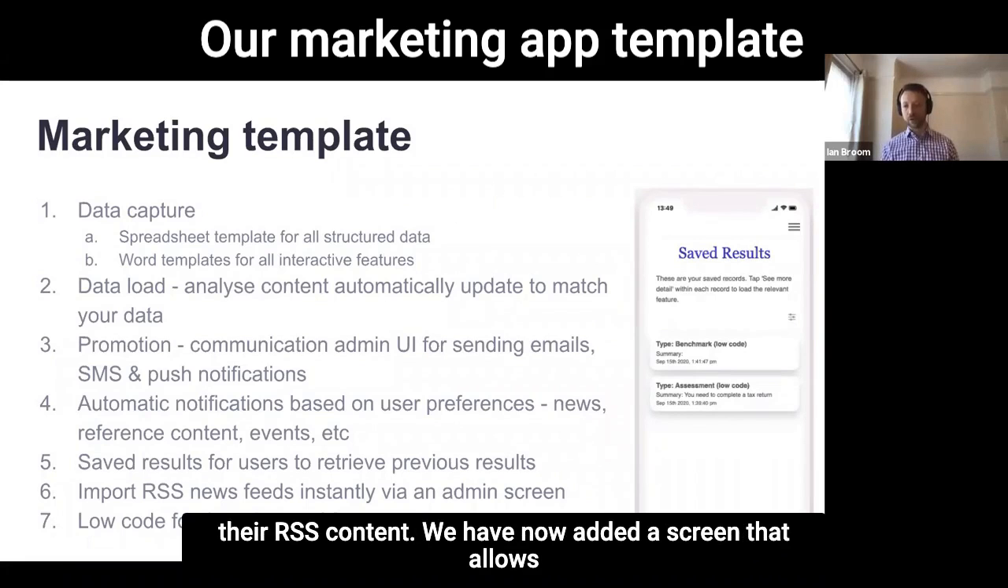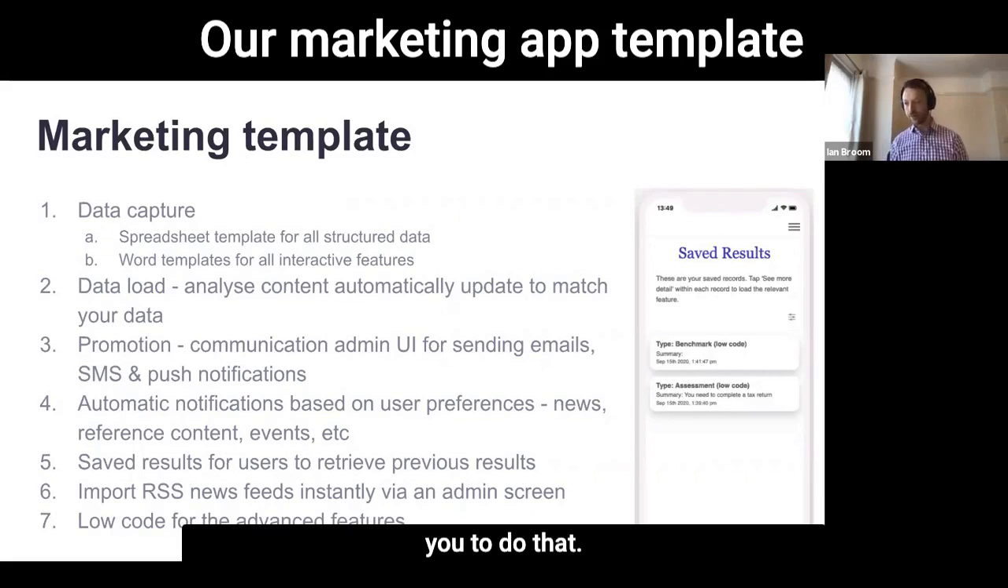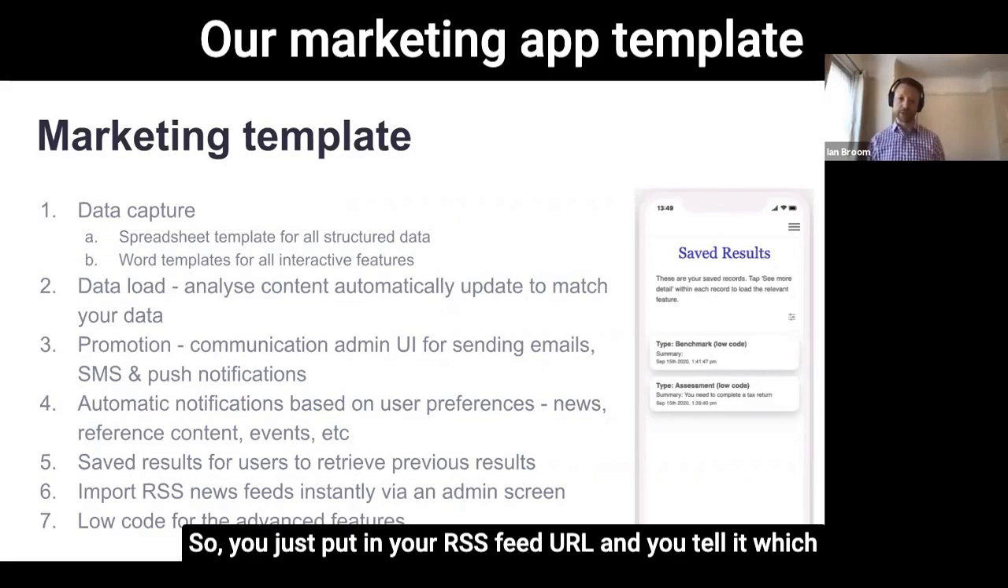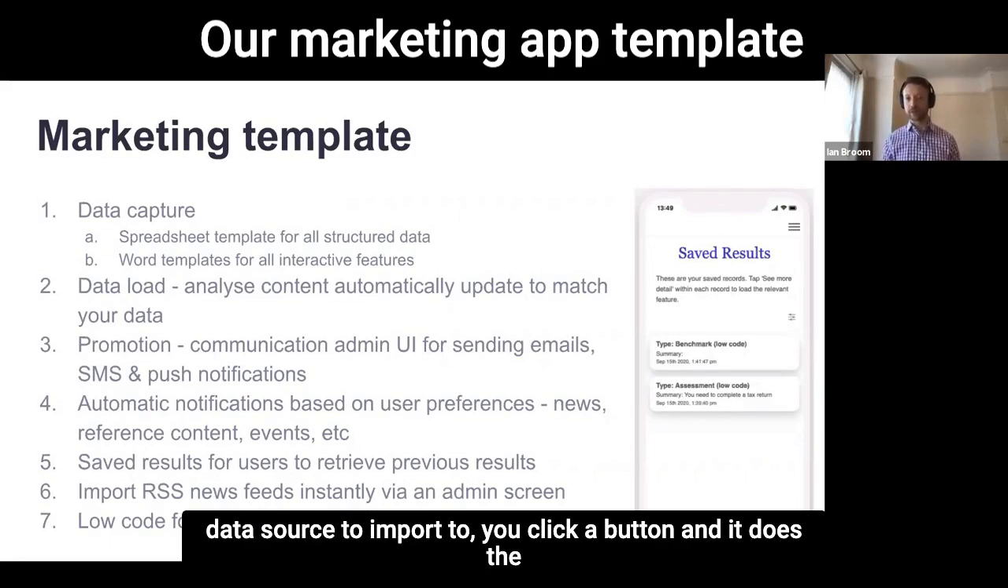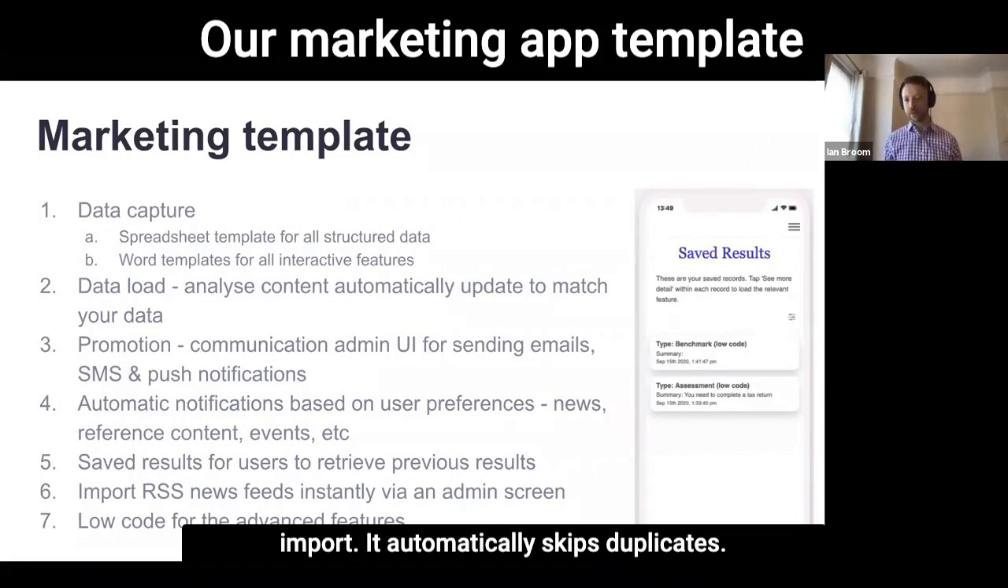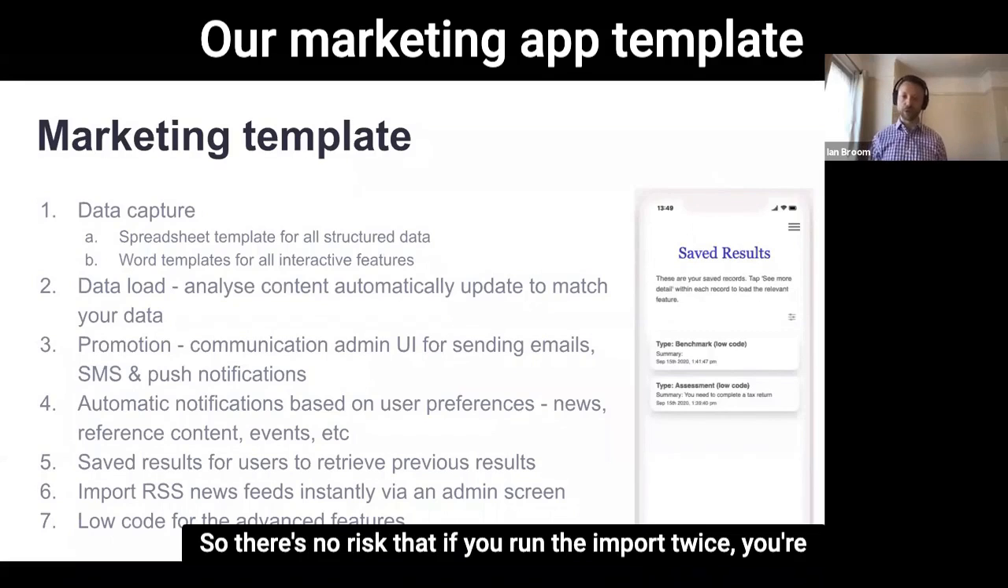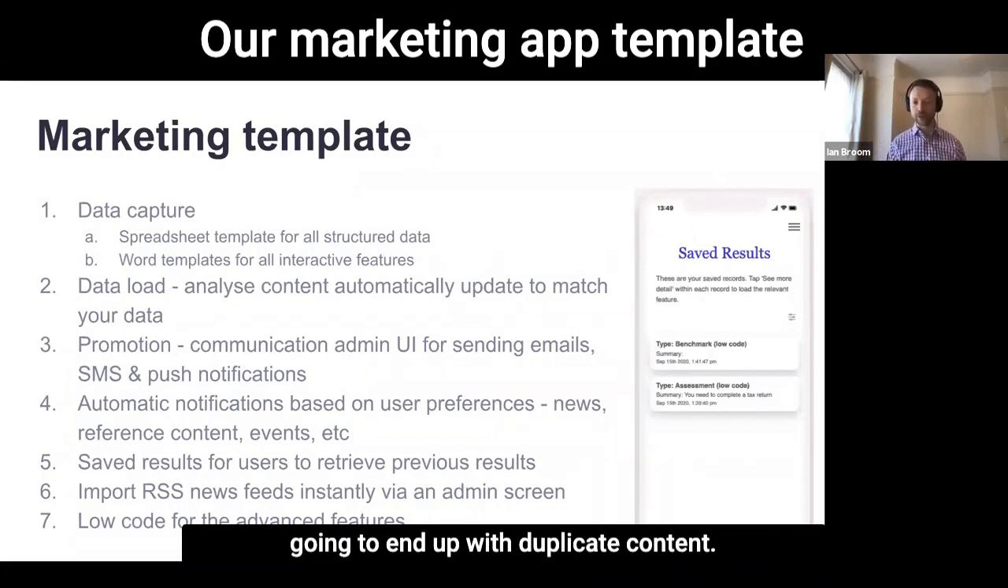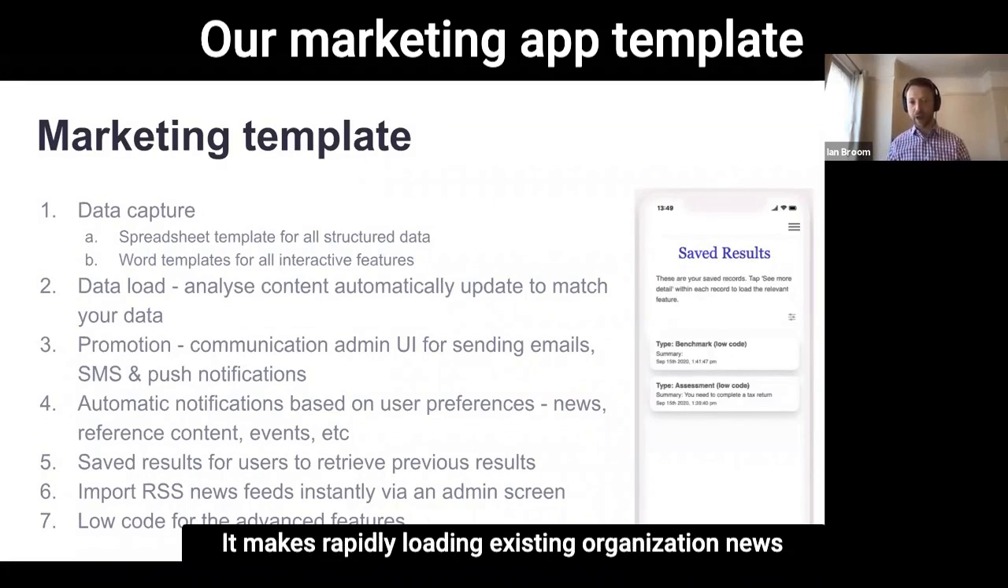A lot of marketing teams have wanted to be able to import their RSS content. We have now added a screen that allows you to do that. So you just put in your RSS feed URL and you tell it which data source to import to. You click a button and it does the import. It automatically skips duplicates. So there's no risk that if you run the import twice, you're going to end up with duplicate content. It makes rapidly loading existing organization news into the app really fast.